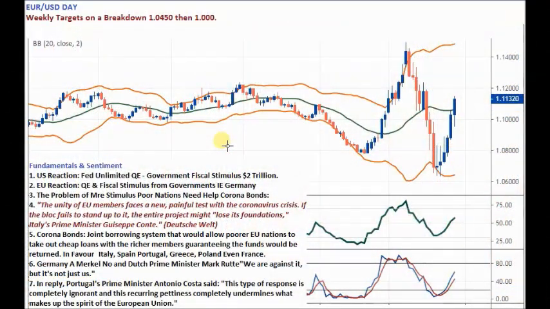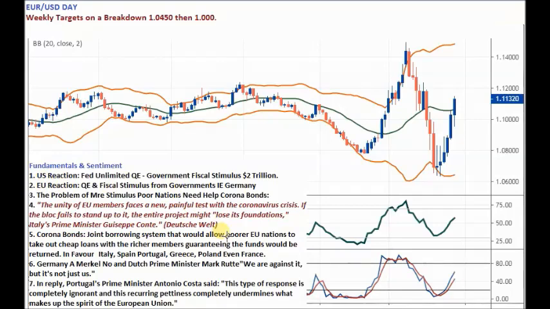Right, the pair we're going to look at first is Euro USD. Euro USD daily. I'll do the technicals in a moment, but with any pair you're looking at at the moment, it's important to look at the fundamentals and sentiment behind the chart. These markets are so volatile and sentiment driven. I've listed some points out, so let's go through them.